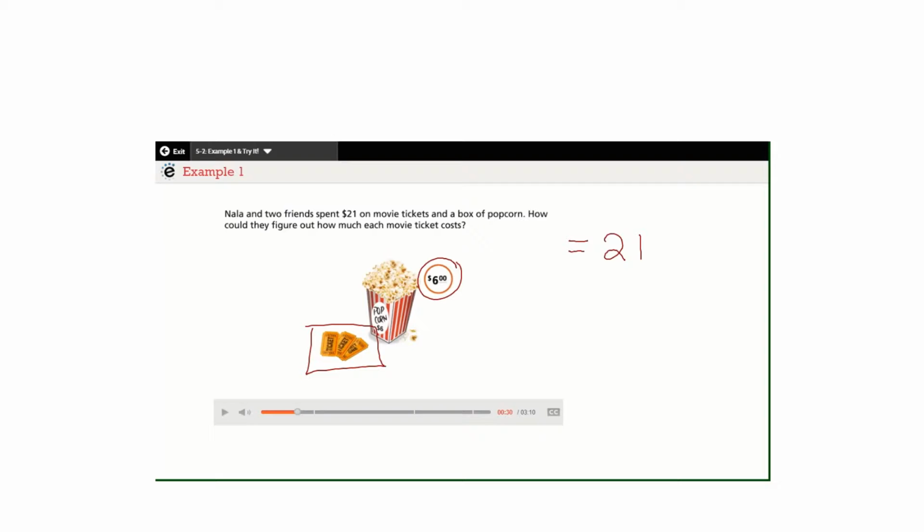So if we look here, how much each movie ticket costs. So we're trying to figure out the price of each movie ticket. So in most cases, whatever you're trying to find, that's where your variable is going to be attached to. So our variable in this case will be attached to the number of movie tickets we have. And we have 3 movie tickets, so we can write 3, let's use M. You can use whatever variable you want to. So in this case, we're going to use M, and that is the cost of each movie ticket. You always have to identify your variable.